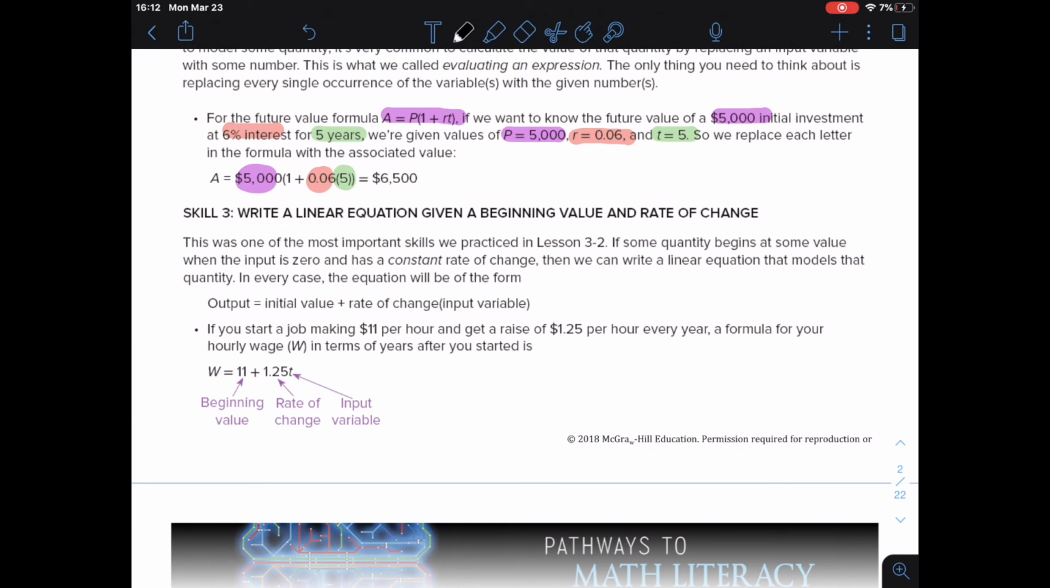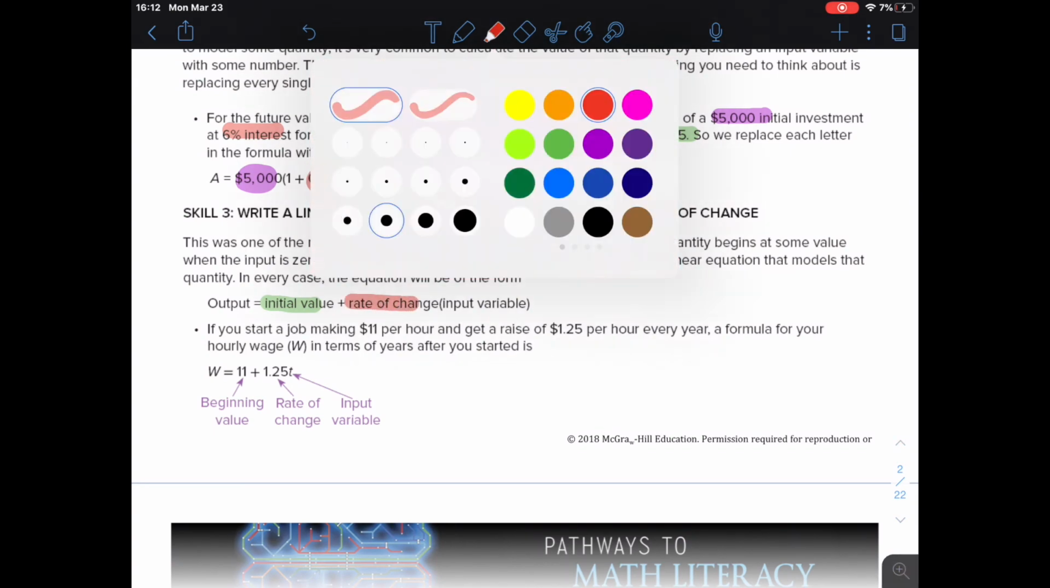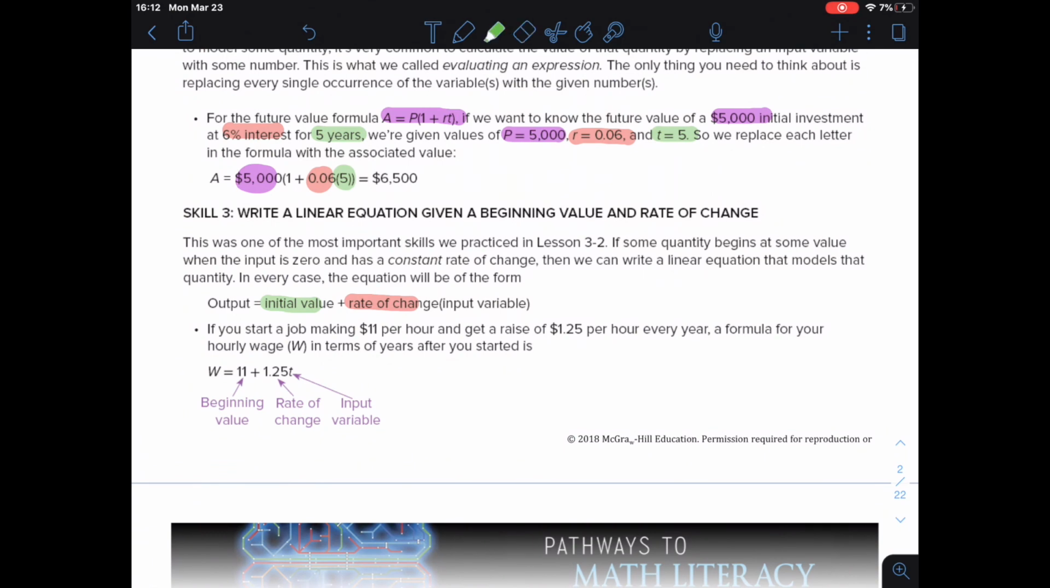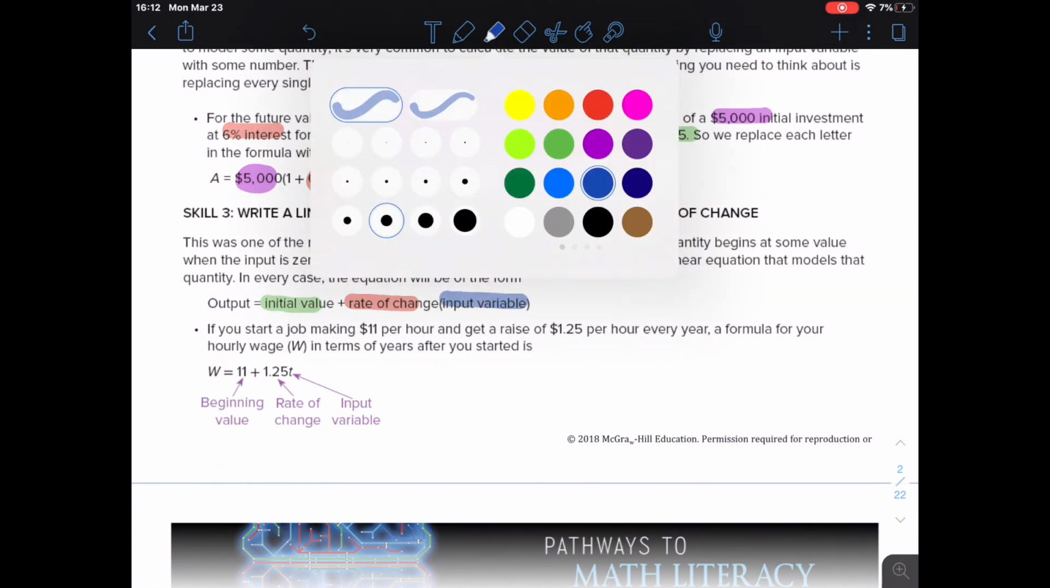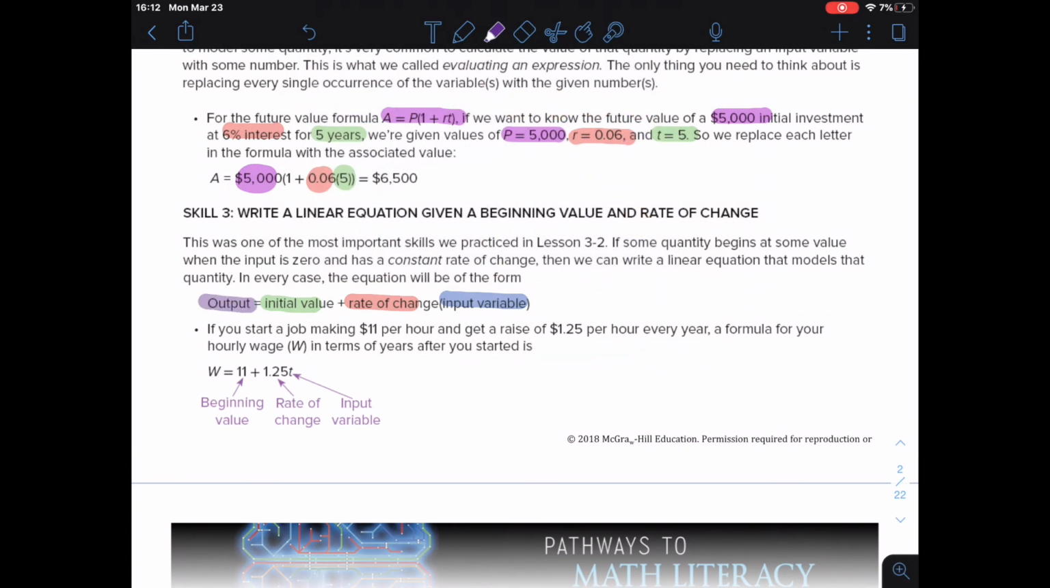Remember, you're going to start with your initial value. You're going to add that rate of change, which is the slope, and then you have some variable that represents what's changing. That's your input value. And that will give you the output.